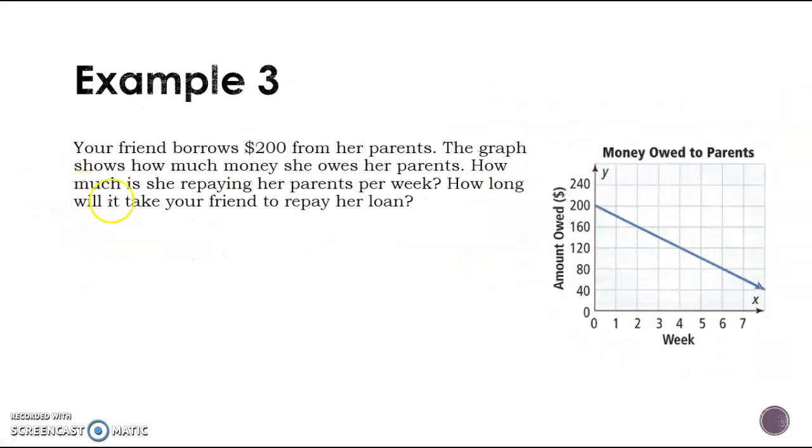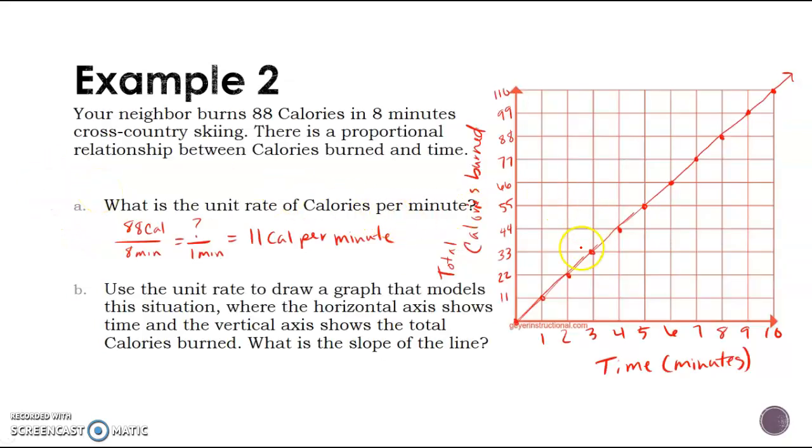All right, so I finished labeling and I've gone ahead and put my points in. But what I want to do is talk about how I got my points. So I know that for every minute I burn 11 calories. So I make a table. And my X, it's a T-chart, X and Y. I know my first point is going to be 0, 0. For 0 minutes of cross-country skiing, I have burned 0 calories. And then for 1 minute, I will have burned 11 calories.